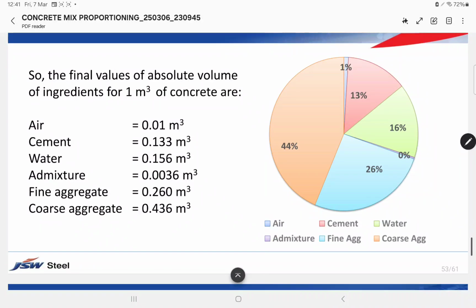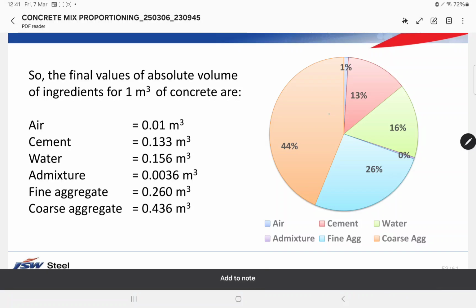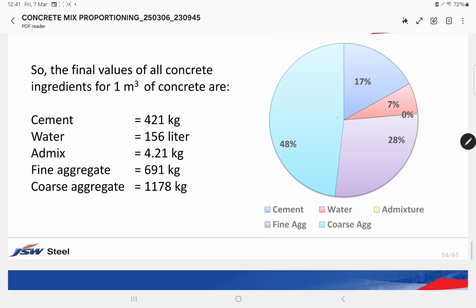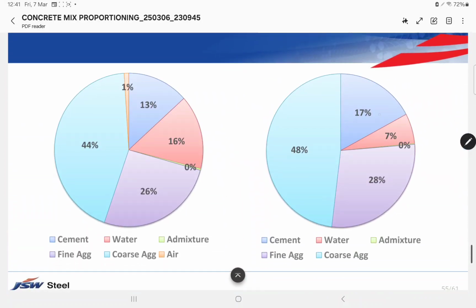So here is a pie chart that shows you, in percentage, the different volumes of different materials. 44% is by volume of cement, then fine aggregate, then water, then coarse aggregate. In the same manner, there is a different percentage by weight of different materials. These are two pie charts: the left side percentages are on the basis of volume, and these percentages are on the basis of weight.